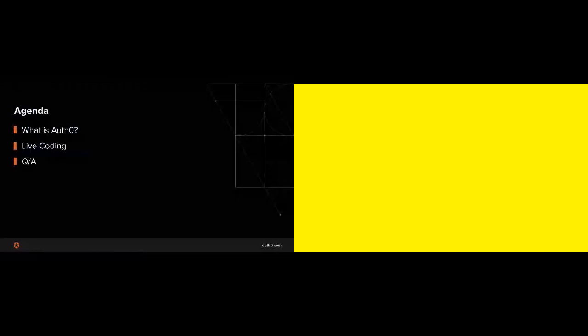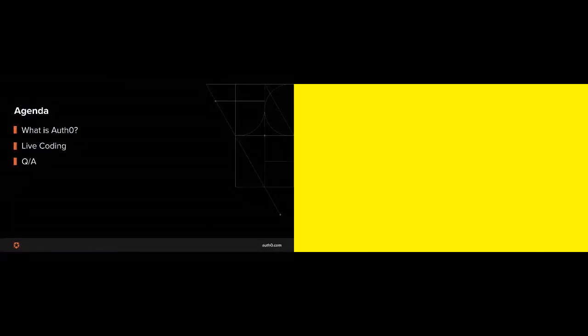Because we are leveraging Auth0's capabilities today, we'll start off from an agenda point of view by giving you a quick two-minute developer's take of what Auth0 is. Following that, we'll jump into the live coding session where we will be building a brand new application from scratch, implementing authentication and authorization, and thereby implementing access control for your API endpoints. Then, if time permits, we'll jump into a Q&A session.